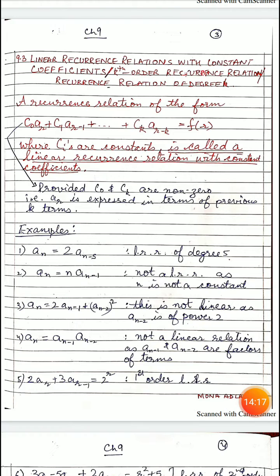Even factorial is a recurrence relation, but we will not call it a linear recurrence relation. In this chapter, the example we have taken is the Fibonacci series, which is a linear recurrence relation with constant coefficients. Now coming to the fifth example, 2ar plus 3ar minus 1 is equal to 2 to the power of r. As you can see here, the term is ar minus 1, so it's a first order linear recurrence relation, and in this case your fr is 2 to the power of r.